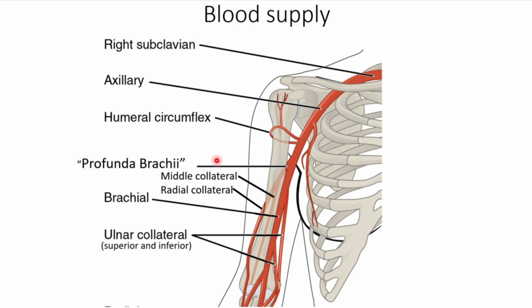The profunda brachii descends with the radial nerve posteriorly along the spiral groove of the humerus before it gives rise to the middle collateral artery and the radial collateral arteries. Other important arteries in the arm include the superior and the inferior ulnar collateral arteries.